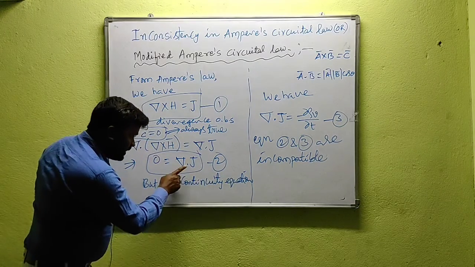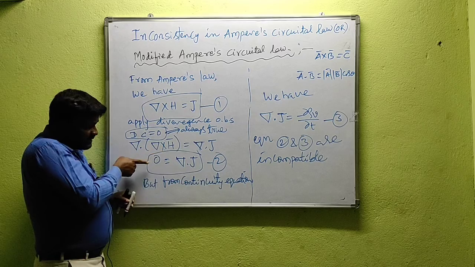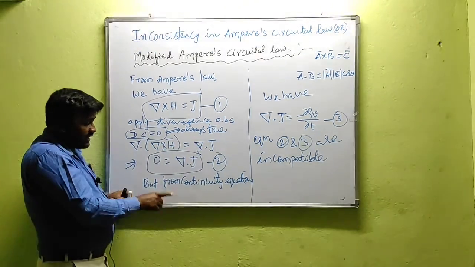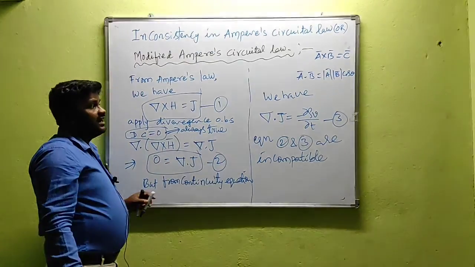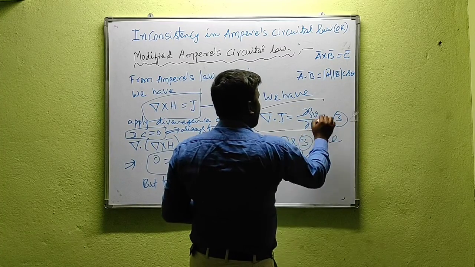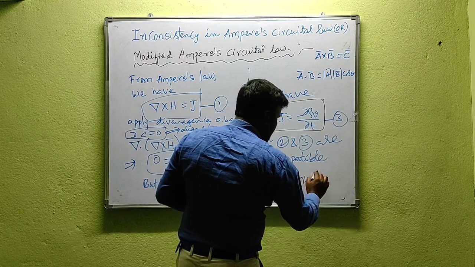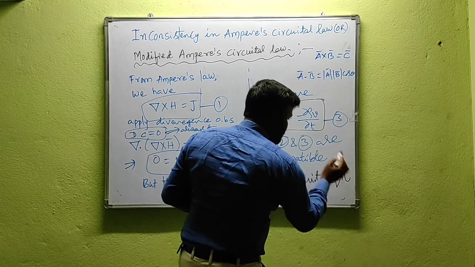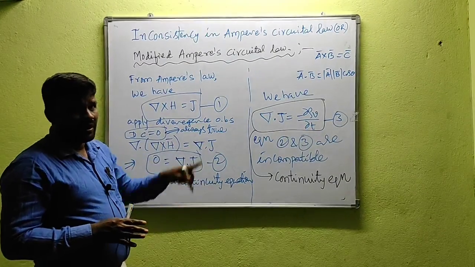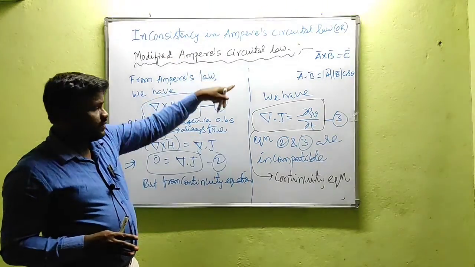Basically, if I apply divergence on both sides, I get the divergence of curl of any vector as 0, but on the right hand side I have del dot J, which is a non-zero quantity. Del dot J equal to minus dou rho v by dou t is nothing but the continuity equation. Please treat this as part 1 of this video, on the inconsistency of Ampere's circuit law.